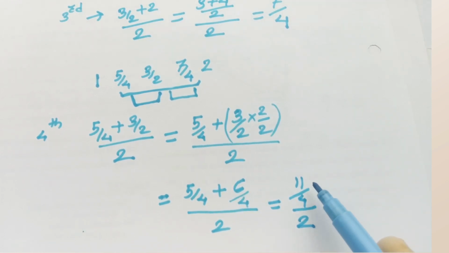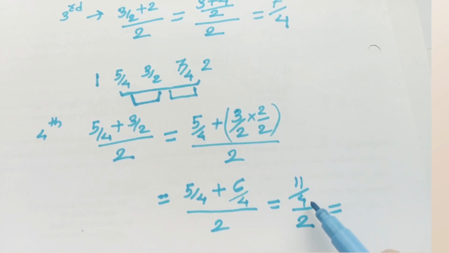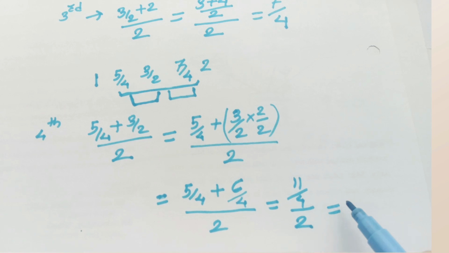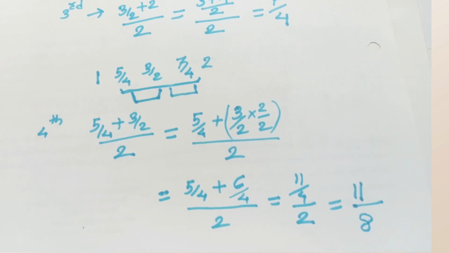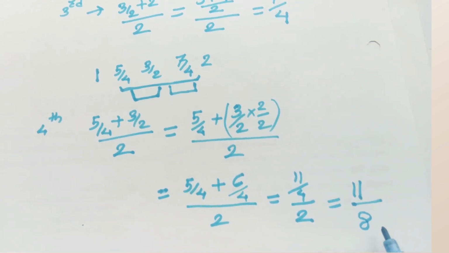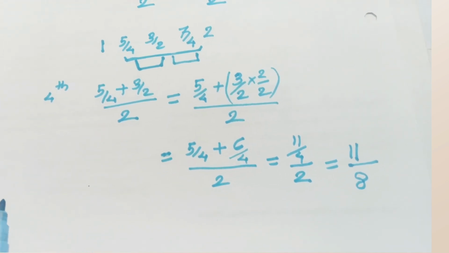Here again it is in the form of P by Q divided by R. So you can take the product of the division term. So here 11 is the numerator divided by 4 into 2, that is 8. Now here it is the fourth rational number which lies between 1 and 2. Now we have to find the next rational number.